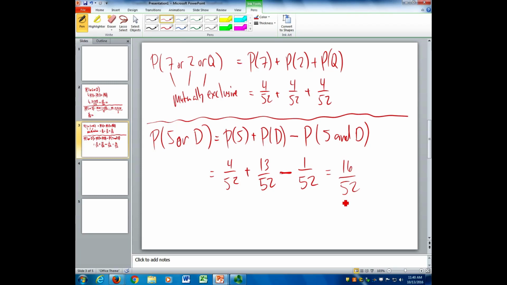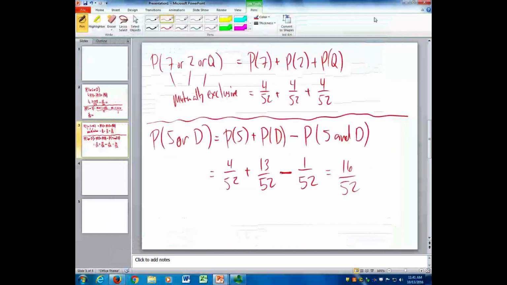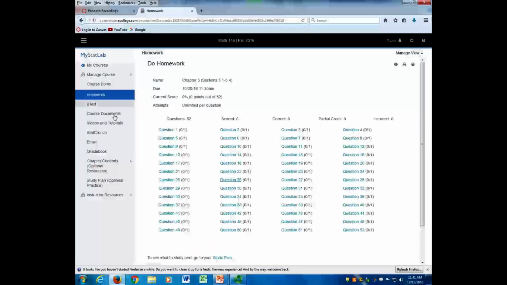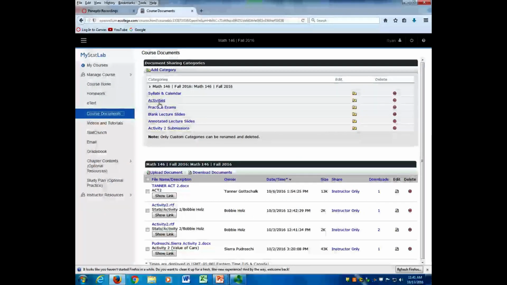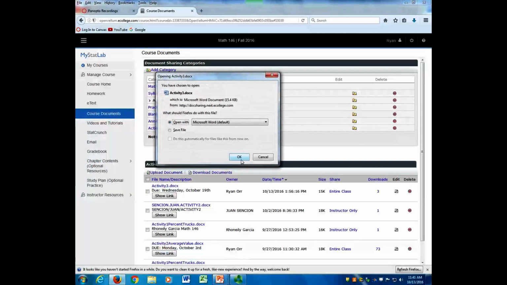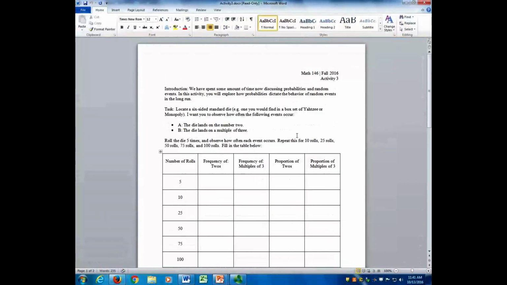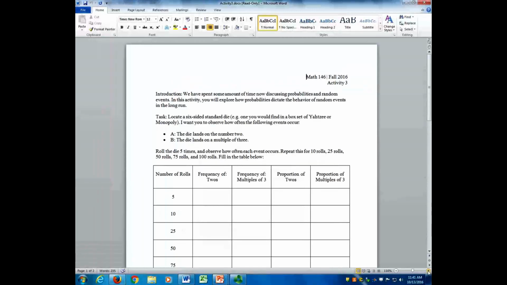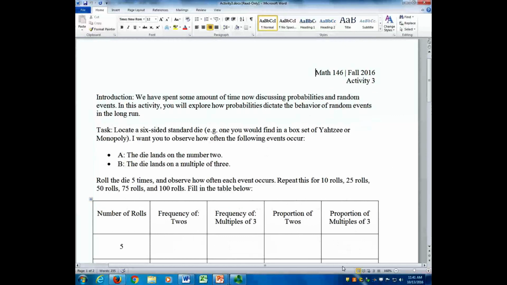Okay. Cool. I made another activity. It's an easy one. You guys get to go roll some dice for me. So this is what I want you to do. I want you to go find a six-sided die.